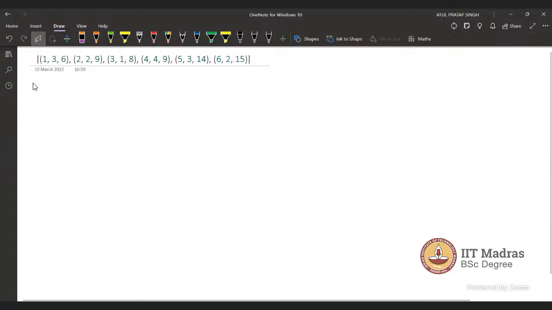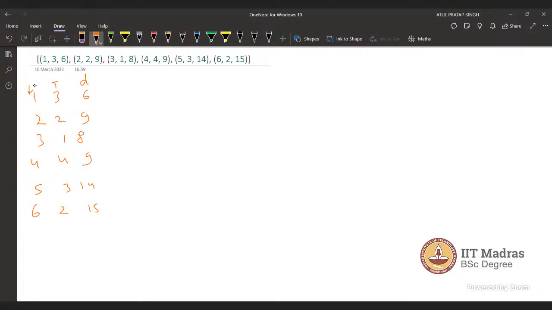Okay, so for minimize lateness, we have these activities: 1, 3, 6; 2, 2, 9; 3, 1, 8; 4, 4, 9; 5, 3, 14; and 6, 2, 15. This is the activity ID, and this is the total time taken by this activity, and this is the deadline. Okay, so we want to reduce the lateness, so minimize the lateness value.